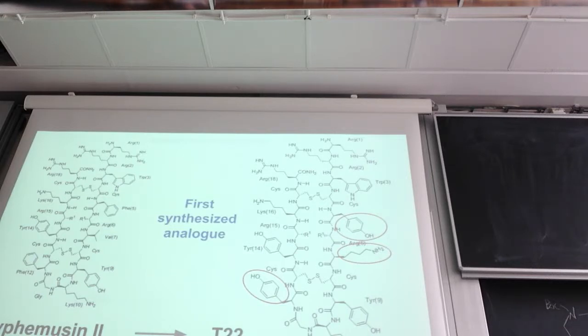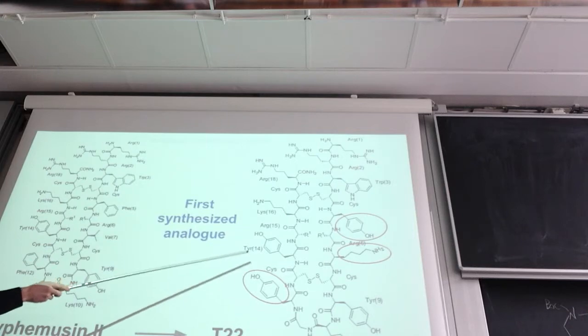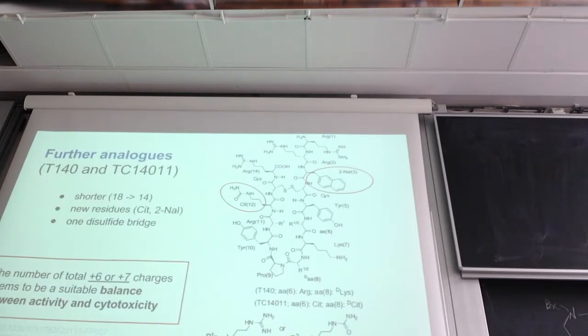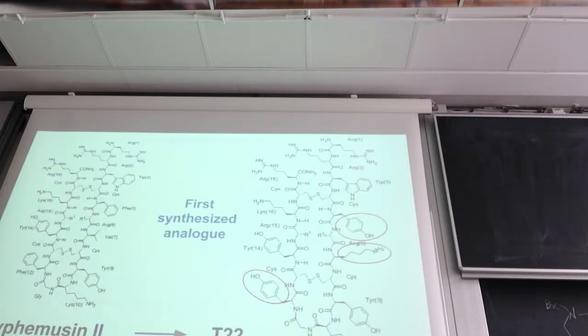The first synthesized close analog of polyphemusin 2 was T22. You can see that scientists changed non-polar residues such as phenylalanines and valine to tyrosine and lysine. The previous compound showed a potent inhibition of CXCR4.